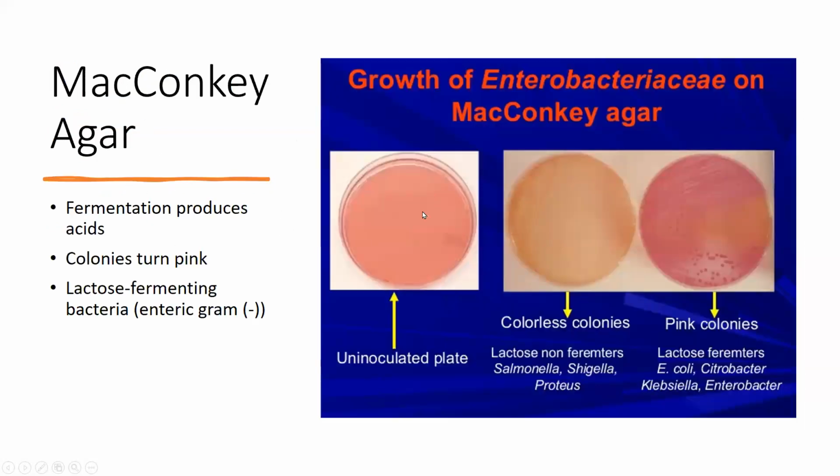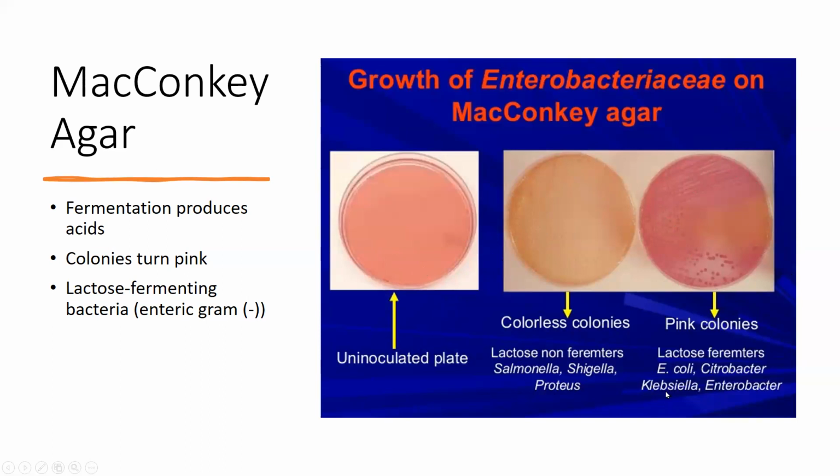MacConkey agar is essentially helpful with fermentation processes. It's going to tell you what types of sugar your bacteria like or don't like, specifically for lactose fermenting bacteria. These are commonly your enteric gram-negatives, enteric meaning they like to live in the gut. So you can see this is an uninoculated plate, no bacteria. These are bacteria that are colorless versus bacteria that are pink. The colorless bacteria do not use lactose as a fuel source. So Salmonella, Shigella, and Proteus of your enteric gram-negatives, versus these bacteria that have created pink colonies, meaning they've used the lactose as fuel, which is E.